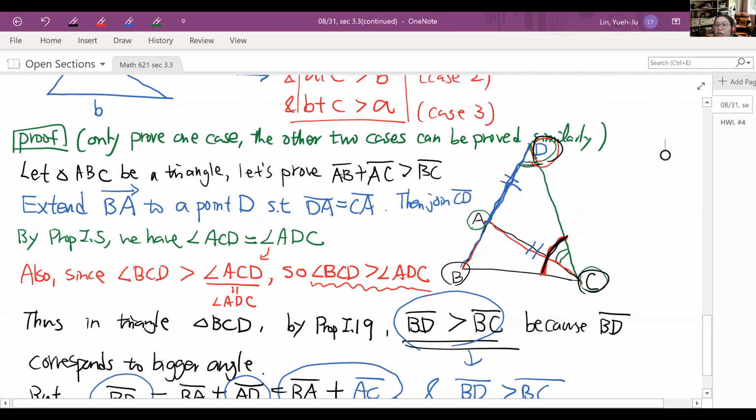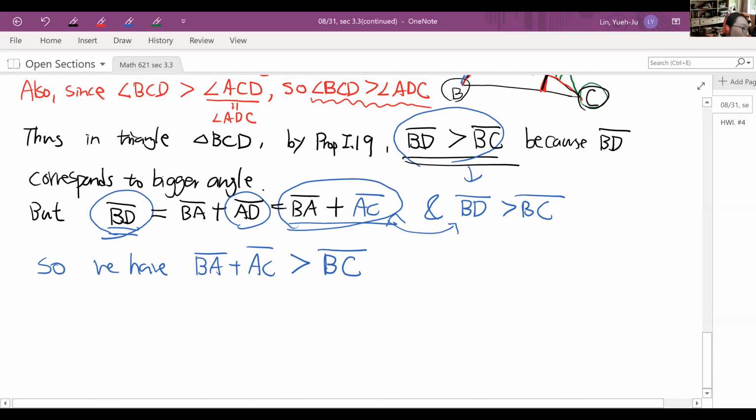Because of this postulate, it allows us to extend BA to any distance we want. That's why we can construct this AD such that it has the same distance as AC. Okay, so this is 1.20.